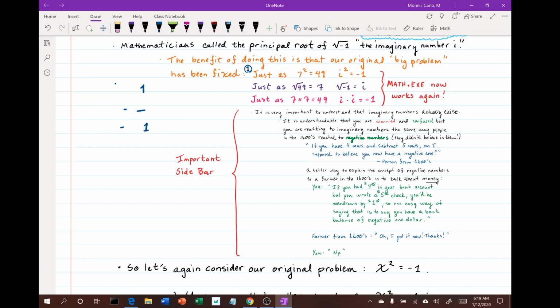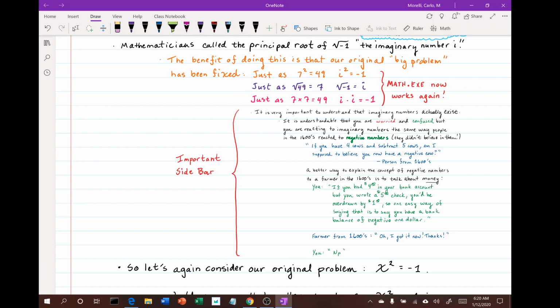Let me erase this and let's continue. Just as the square root of 49 equals 7, the square root of negative 1 equals i. Okay? So that's the second thing. And then 3, just as 7 times 7 equals 49, i times i equals negative 1. All right, we just went over that again. So math.exe now works again. That's great.